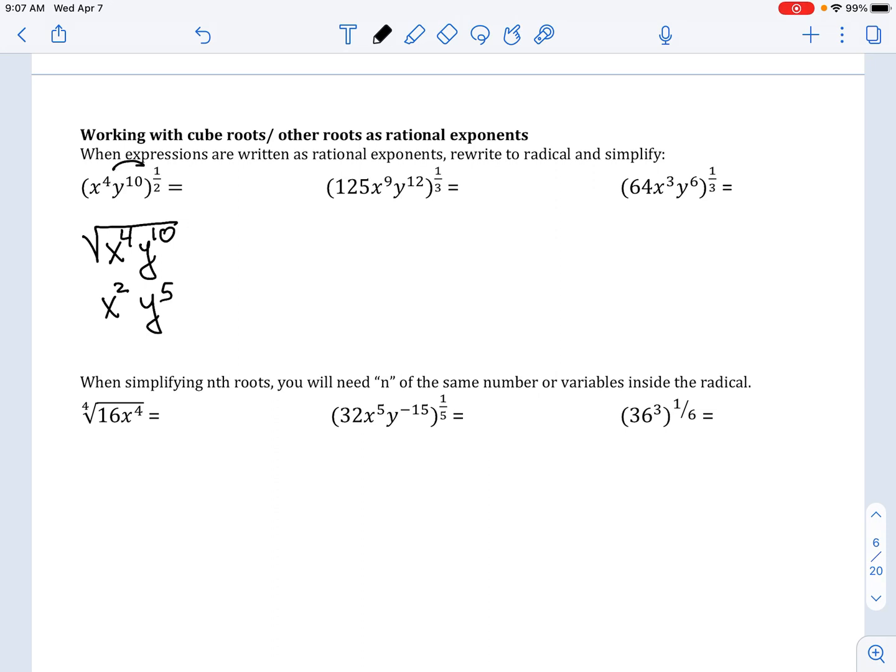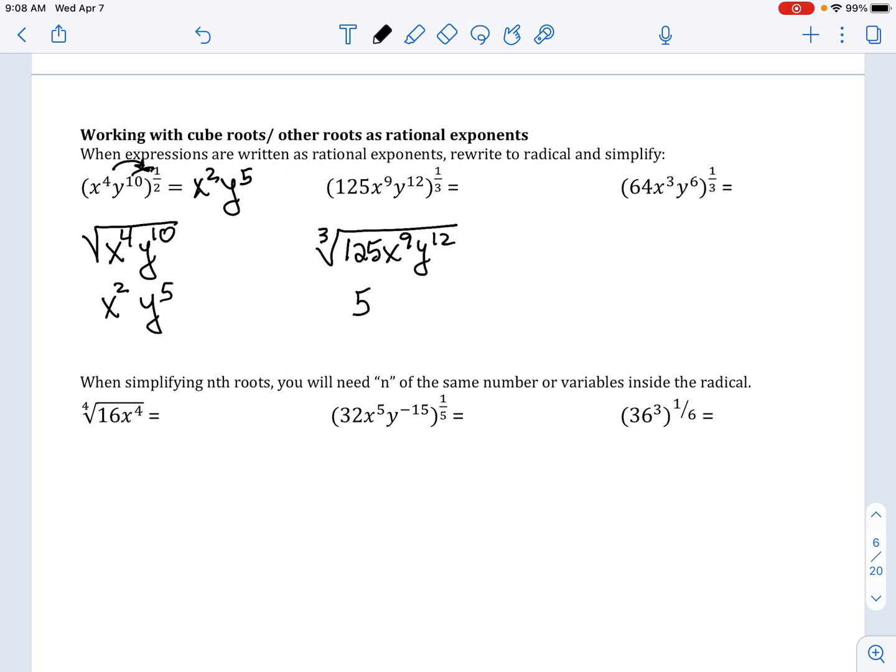Alternatively, you could also apply rules of exponents, and x to the 4th to the 1/2, you multiply. 4 times 1/2 is 2, and 10 times 1/2 is 5. What doesn't work is when you end up with another fraction, and then it's not quite as simplified. So for the next one, cube root of 125, x to the 9th, y to the 12th.